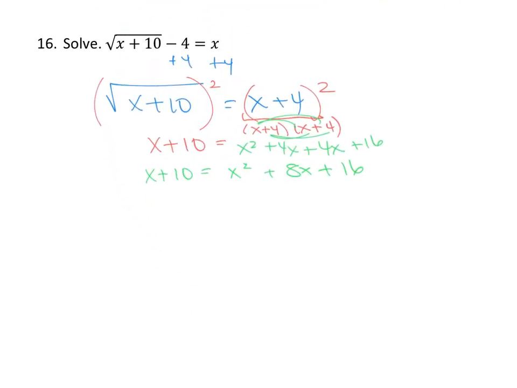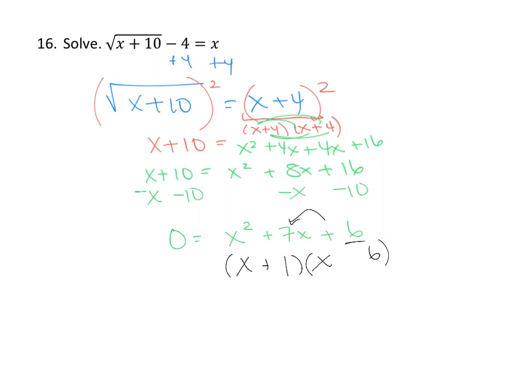So it's a quadratic now. We want it to equal 0, so I'm going to move the x over, move the 10 over. So we're looking at 0 equals x squared plus 7x plus 6. We can use the quadratic formula now, or you could try and factor. I want to try and factor, so I'm going to see, okay, this will be x, and I need numbers that will multiply to 6 and add to 7. That will be 1 and 6. So x plus 1 is 0, so x is negative 1, or x plus 6 is 0. That gets me x equals negative 6.